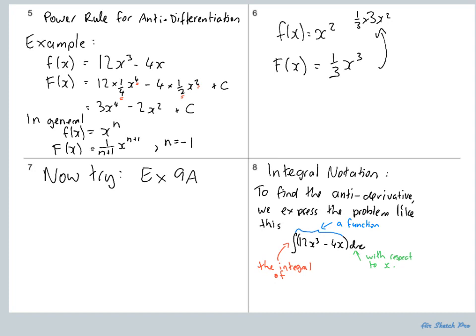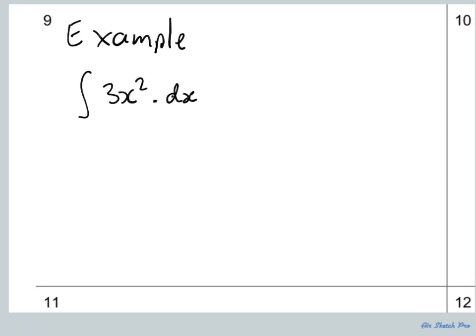So the example is, I'll just do a simple example. Keep it simple. So an example would be, what is the integral of 3x squared with respect to x? Well, the answer is, we've got an x cubed, and then we would have 3 times a third, which would cancel each other out. So we would have x cubed plus c.